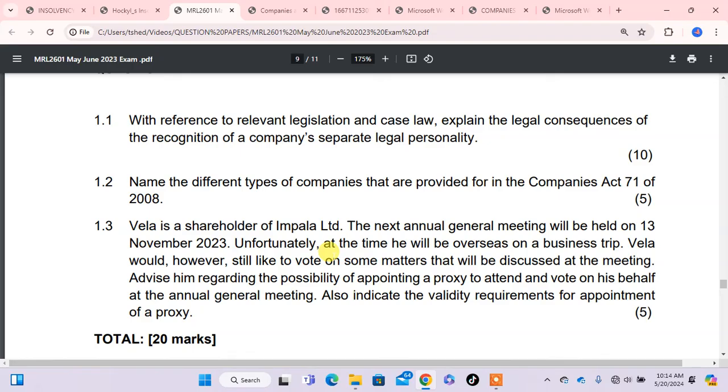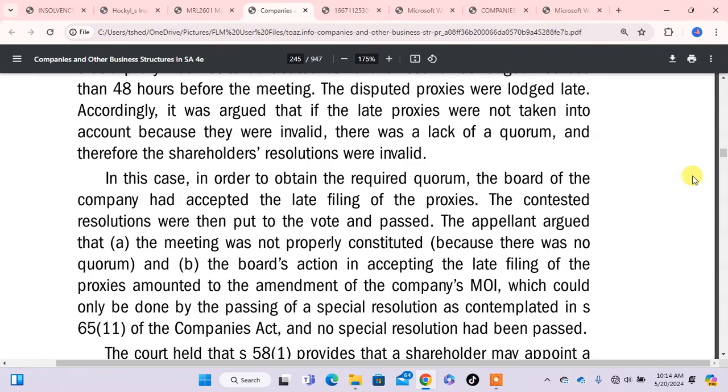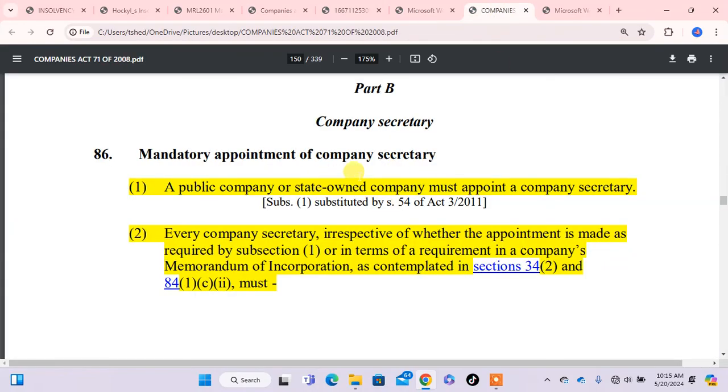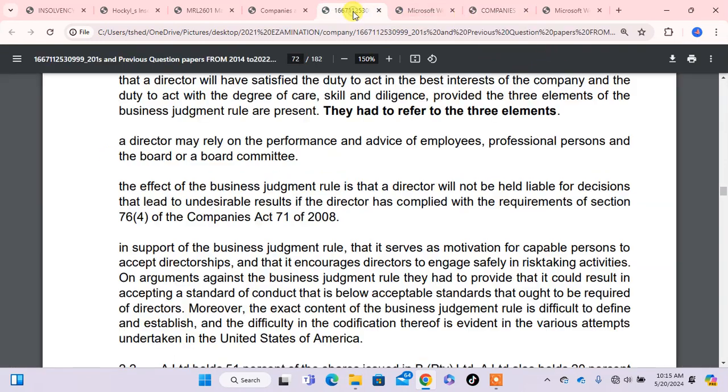MRL2601. Thank you guys for watching. Don't forget, you must have this book on your side when you enter the examination in order for everything to be good. You need the Companies Act. Then you will need this secret document that will help you if you forget or can't find things in the book. It's a very good document.